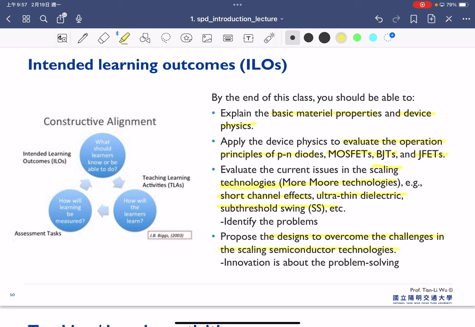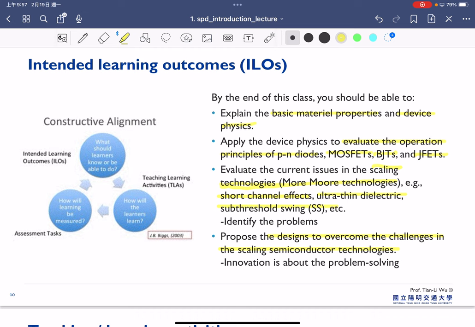And I also hope that will be your goal for this class. You are not only at the very bottom level, just remembering the equation, the physics, but in the end, we have to aim higher. We have to make our ambition higher. So by the end of the class, you should reach the level that you are able to propose a design to overcome the challenges.